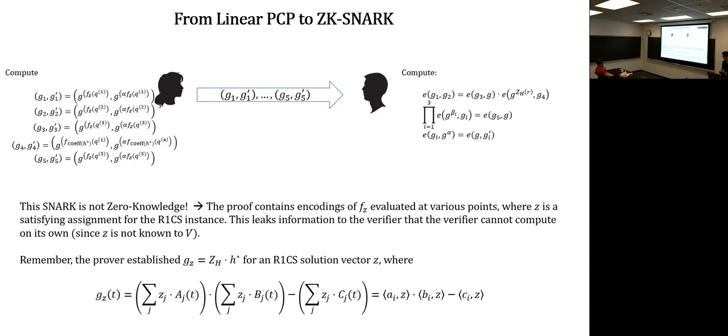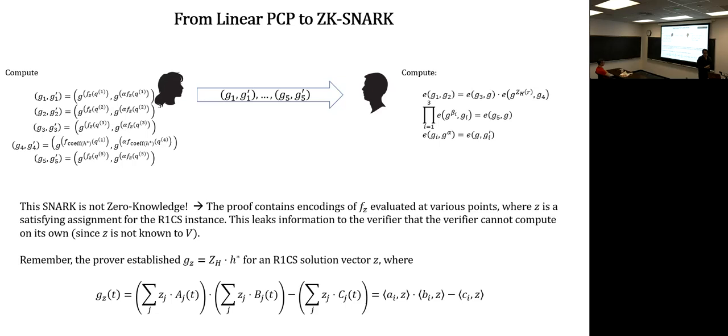However, this simple construction by applying linear maps gave us a succinct non-interactive argument of knowledge. However, this was not zero knowledge. It didn't achieve the property of zero knowledgeness because the proof contained the encodings of some particular function f_z, which was evaluated at various points. And z was a satisfying assignment for the rank one CS constraint instance, which would leak some information to the verifier about that z.